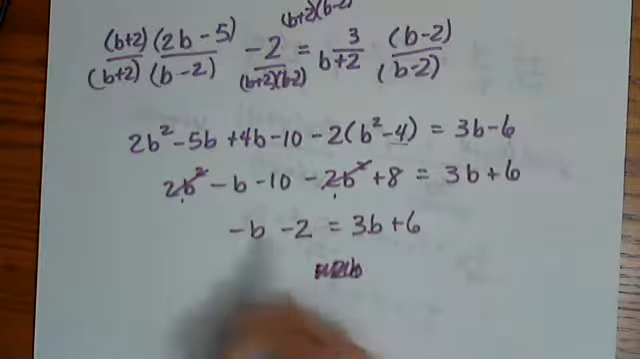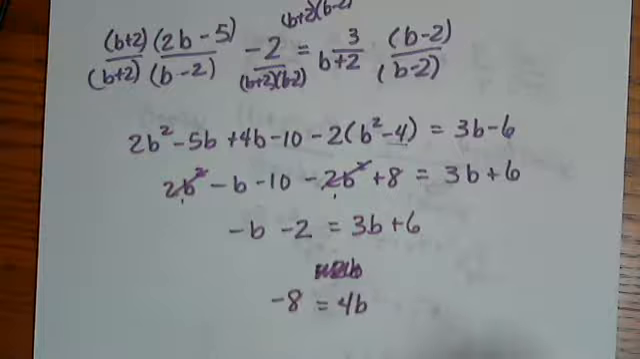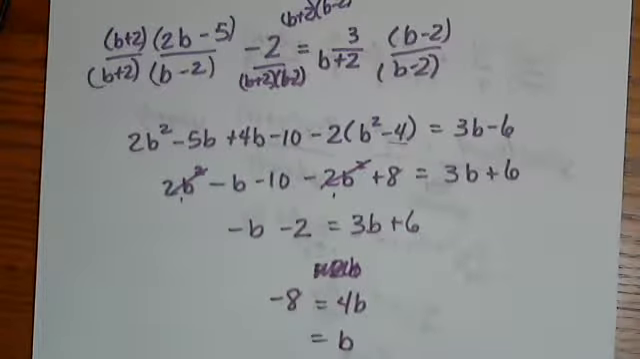If I bring this negative b over, it becomes a positive. So we're going to have a 4b. Bring this 6 over to the other side, it becomes negative. So that's going to be a negative 8. Divide both sides by 4, and b is equal to negative 2.